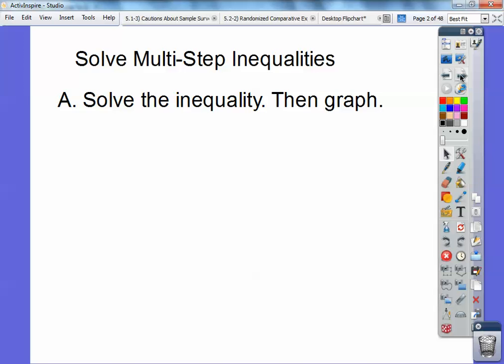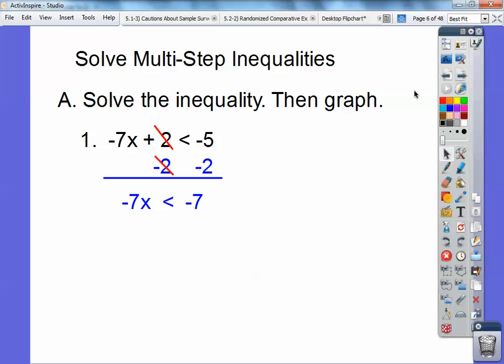Okay, so we're going to go ahead and solve the inequality and then graph the solution set. Here's number one. Negative 7x plus 2 is less than negative 5. Just like solving equations, we'd add out that 2 first, so subtract 2 on both sides. And you get, be careful you guys, negative 5 minus 2 is negative 7. I'm still getting kids tripped up on their negatives.